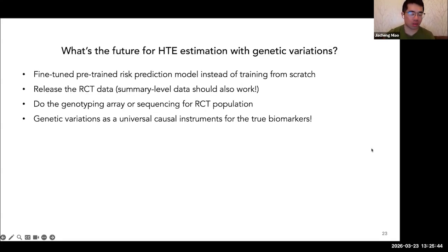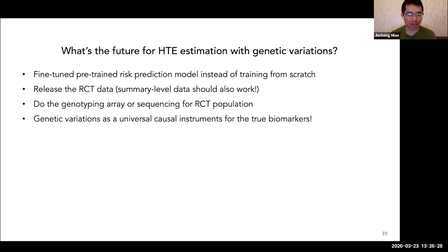I want to talk about what we think is the future for HTE estimation with genetic variations. The first thing is that we should fine-tune existing models instead of training from scratch. I think that's some sort of bitter lesson people have already learned in the AI field, but genetics people should also adopt this analogy. Also, pharma and others should release randomized control data, and we also show that summary-level data should also work. The third thing is that genetic variations actually matter for the efficacy of some drugs, so please do genotyping arrays or sequencing for randomized control populations.